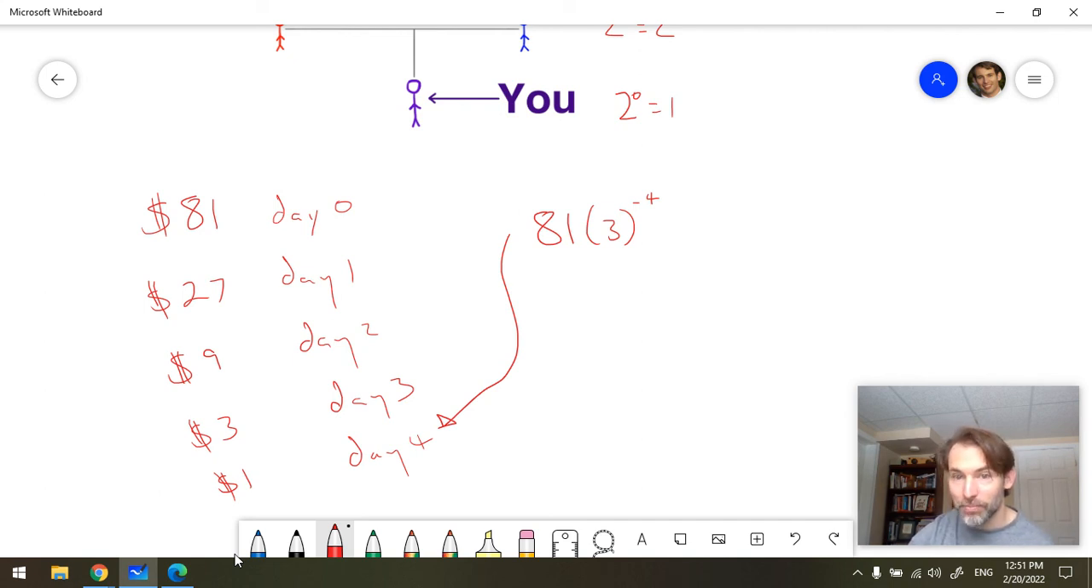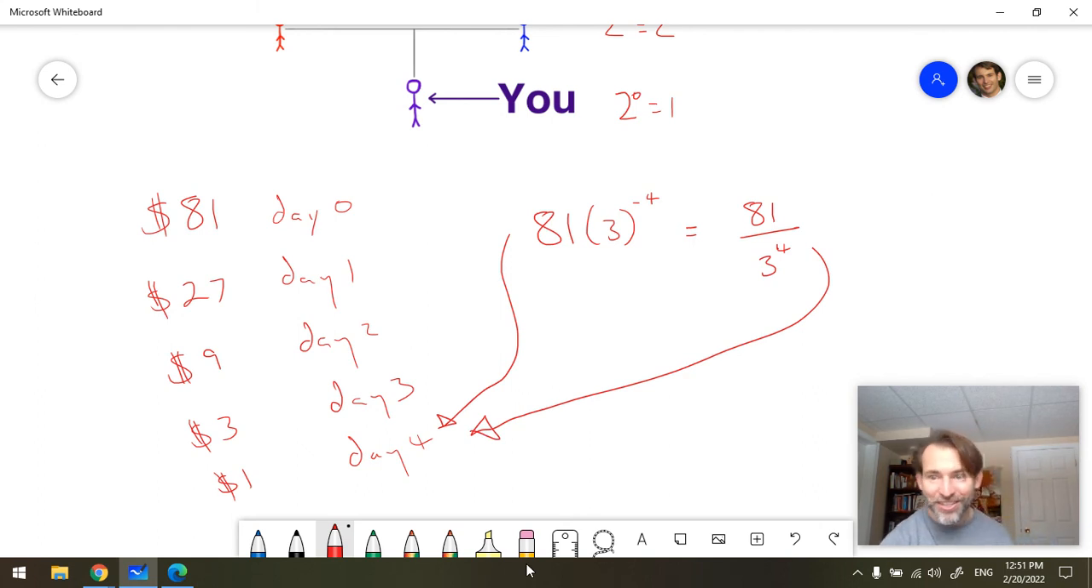You could also do it this way. 81 over 3 to the 4. This is 81 divided by 3 4 times. You'll notice that that's exactly the same thing I set up there, but it's still equal to this. Okay, so that's decreasing relationships.